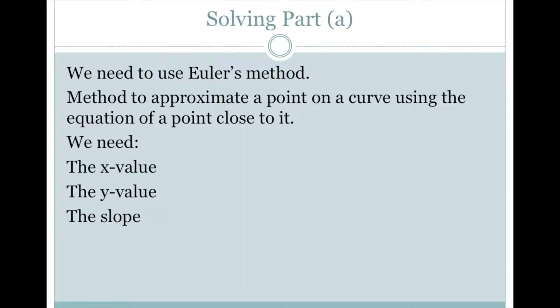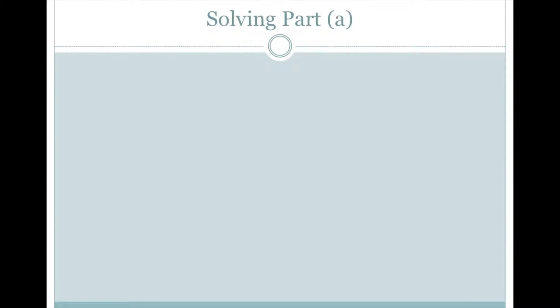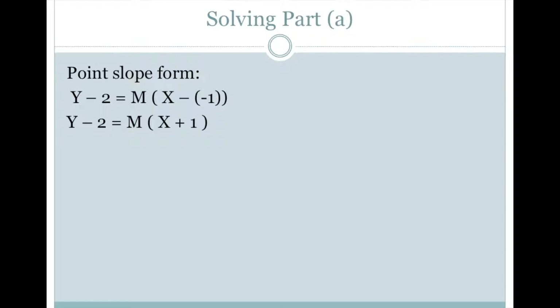And we already have the x and the y values that we need, because we already have our initial condition of f of negative 1 is equal to 2. That means we can replace all x values with negative 1 and all y values with 2. But you'll notice that we're still missing the slope, and in order to find the slope, we need to use the differential equation dy over dx.